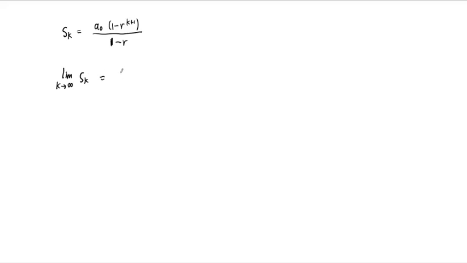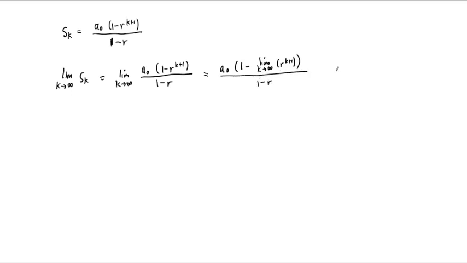And so this is going to be the limit, of course, as k approaches infinity, of a0 times 1 minus r to the power k plus 1 over 1 minus r. And then the limit is only going to care about this one term that has a power of k in it. Everything else is not going to be involved here. And so our answer is going to be a0 times 1 minus, and here's our limit, the limit as k approaches infinity of r to the k plus 1, all divided by 1 minus r.